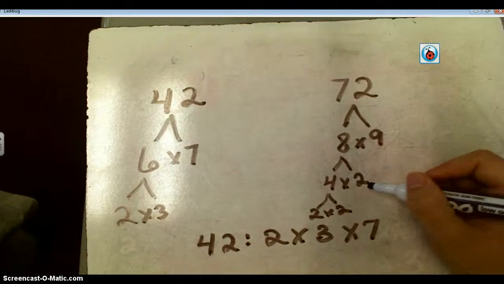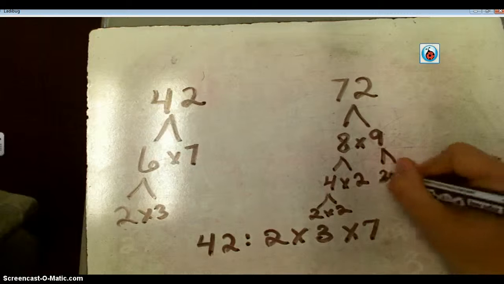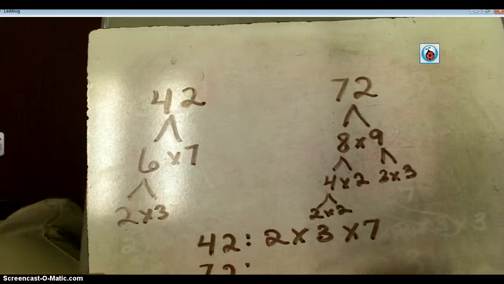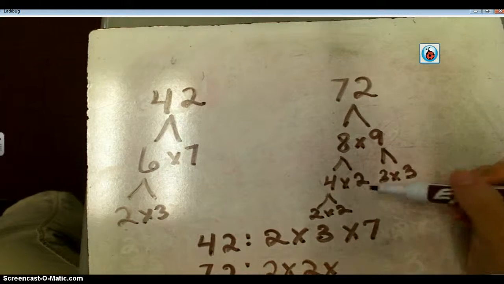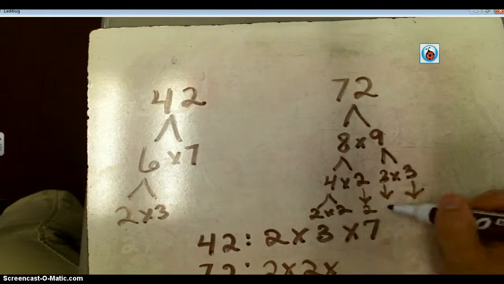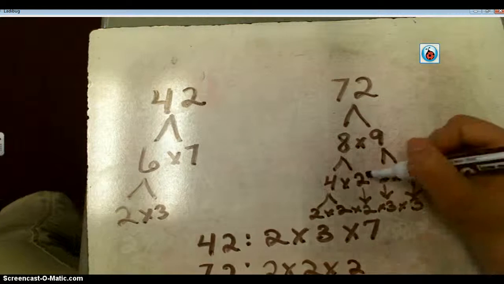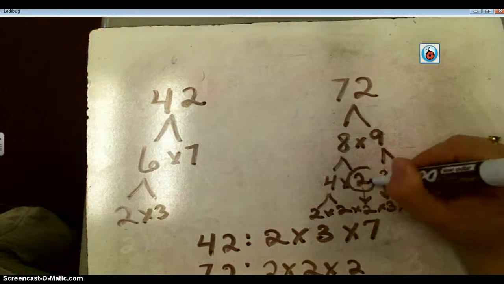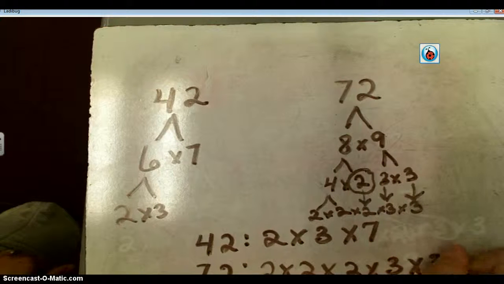Is my 2 good up here? Yes. Okay, so let's move on to 9. What should we do for 9? 3 times 3. So my prime factorization for 72 is 2 times 2 times 2 times 3 times 3. Don't forget your 2 up here, even though you're taking down your 4. You guys seem to forget that you got that lone 2 up there. So 2 times 2 times 2 times 3 times 3.